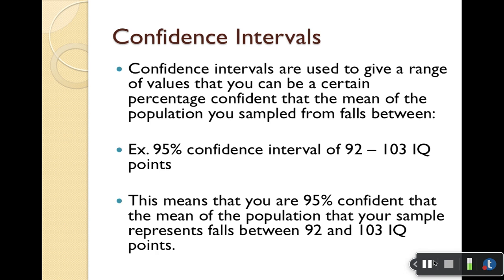So confidence intervals are nice because they give us a range of values that we can be, to a certain degree, confident that the mean of the population we sampled from will fall between. So let's continue with our IQ example. We could have a confidence interval. We can say we're 95% confident of this interval of 92 to 103 IQ points. And what this is telling us is that we're 95% sure that the mean of the population our sample represents is going to fall between those boundaries of 92 and 103. So you can see that gives you kind of a buffer zone of error.